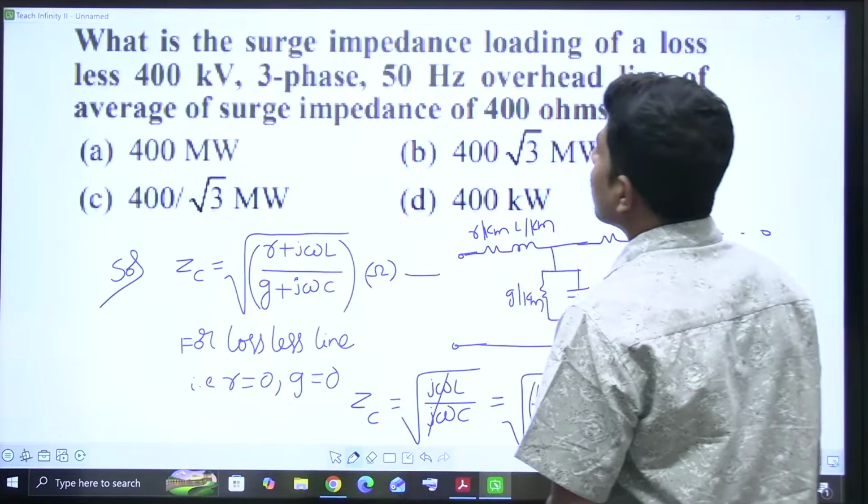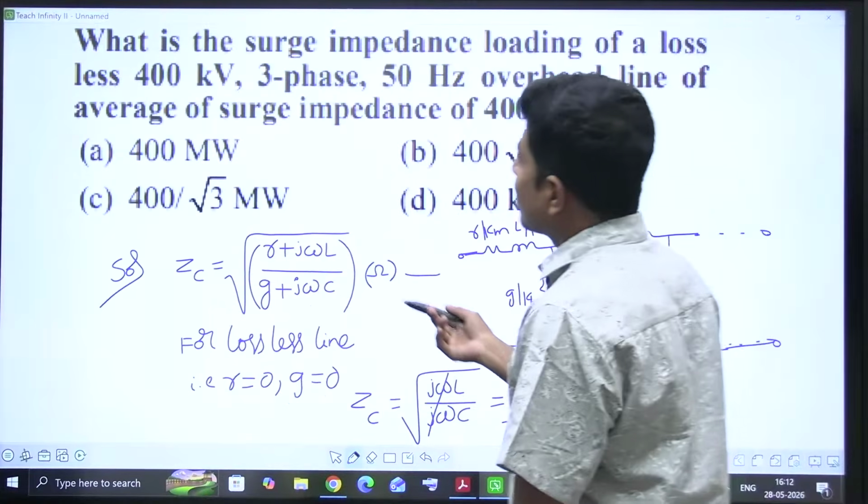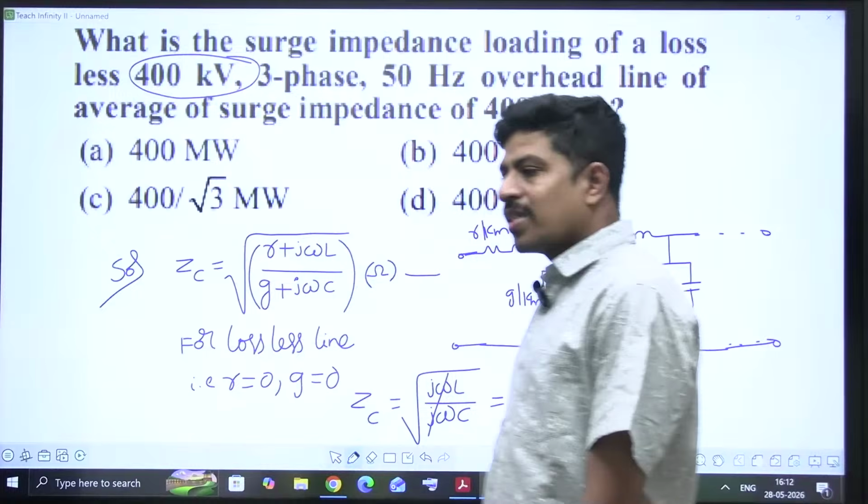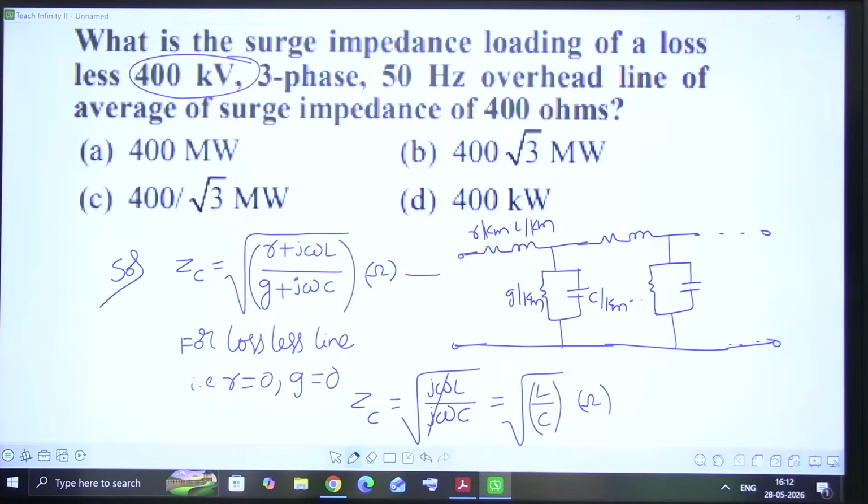Voltage V is 400 kV. Sir, this 400 kV is which voltage? Is it sending end or receiving end? Always the given voltage is receiving end. That is a fundamental. If nothing has been mentioned, the given voltage is always taken as the receiving end voltage. That's point one. And that is a line voltage, not phase voltage.